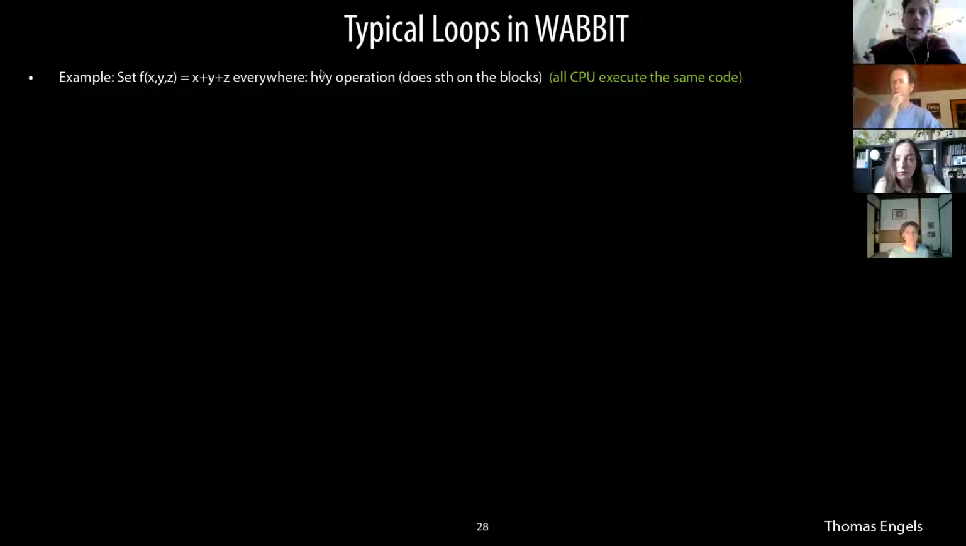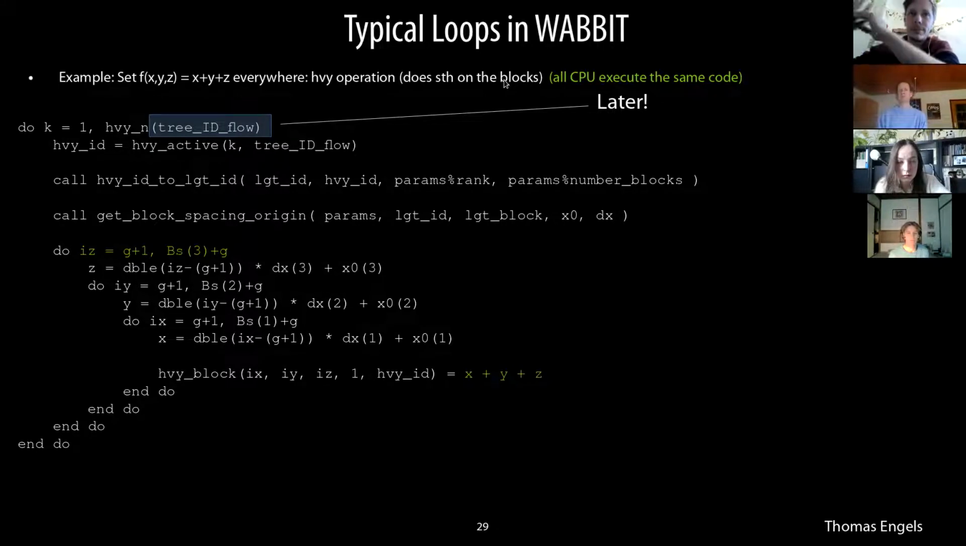So this is a heavy operation. It does something on the blocks, and it's parallelized, right? Each CPU executes the same code on its local blocks. And this code looks like that. Please ignore this tree ID flow for now, we will talk about it a little bit later.